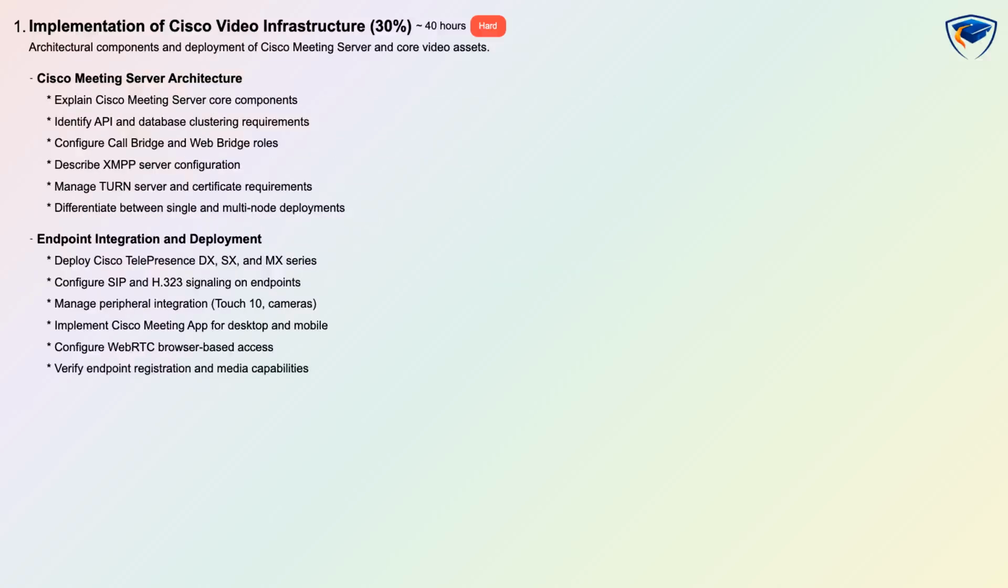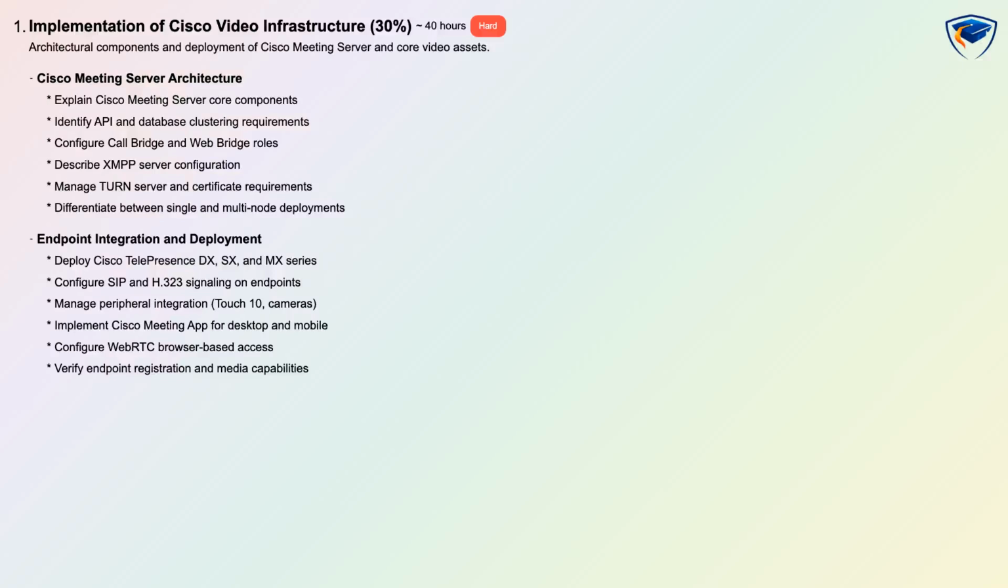Implementation of Cisco Video Infrastructure is weighted at 30% and focuses on architectural components and deployment of Cisco Meeting Server and core video assets. This domain is hard with an estimated learning time of 40 hours and is assessed with hands-on plus conceptual tasks. You will learn Cisco Meeting Server architecture including core components, API and database clustering requirements, and how to configure call bridge and web bridge roles.